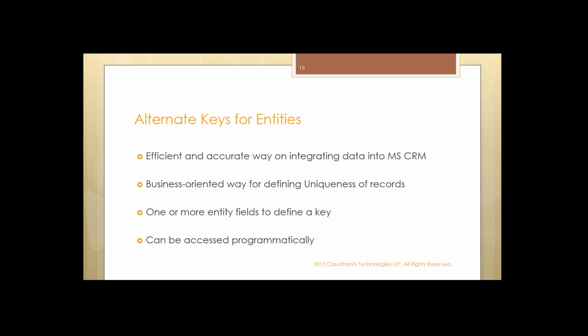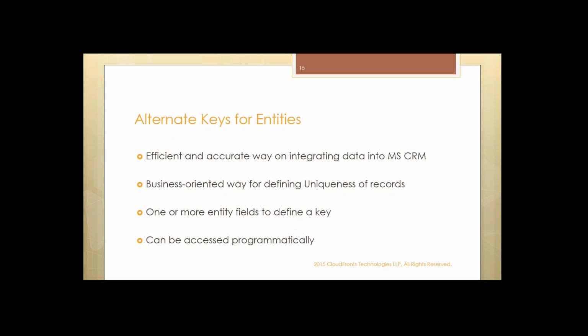CRM record. But this is not a business-oriented way of storing uniqueness, because for my business, maybe the account number and account name combination is unique, and that is how I define uniqueness for the account entity. But CRM, up till CRM 2015, did not allow us to specify our own uniqueness. With alternate keys, we can specify our own uniqueness by combining two or more fields and specifying that this combination should be unique. We can use more than one entity field to define an alternate key, and an alternate key can also be accessed programmatically.